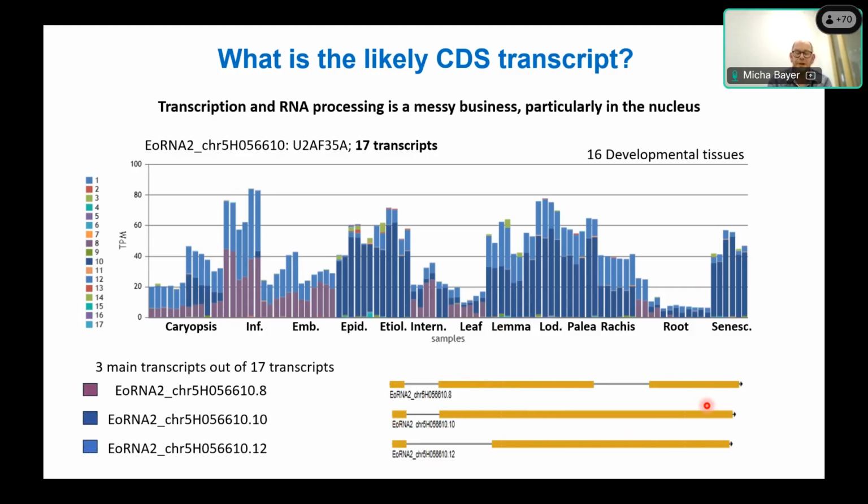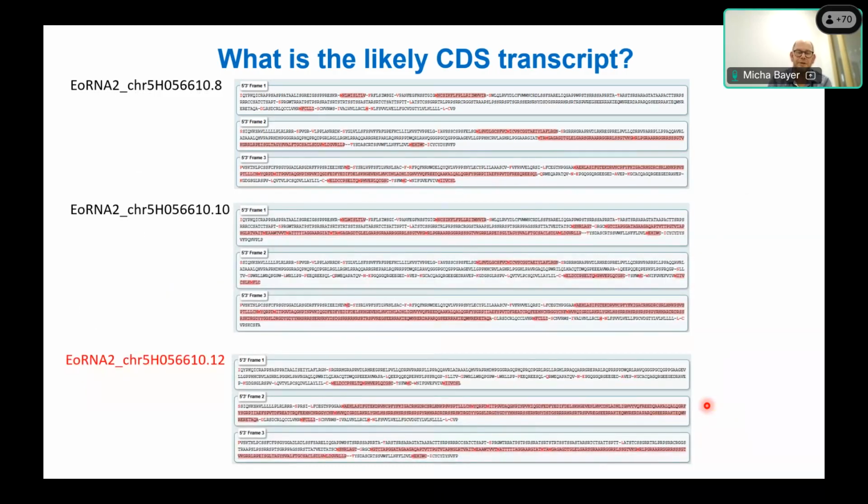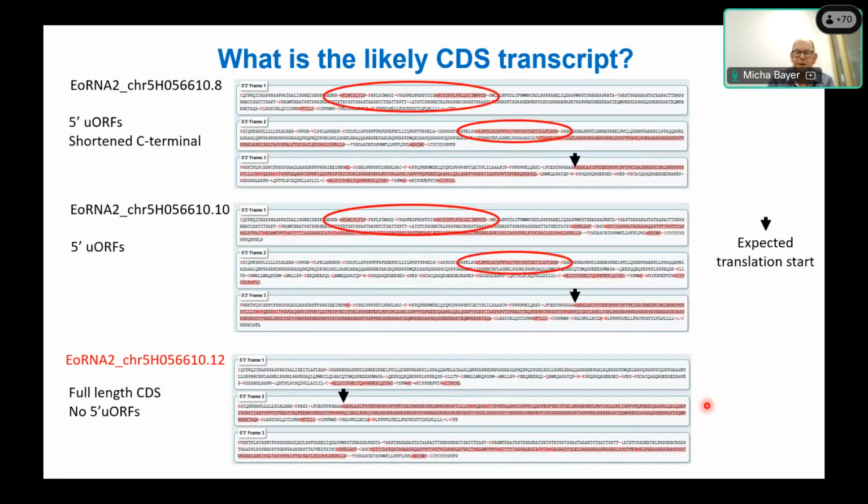So if you take those transcripts, you then translate them. You can then generate the reading frames over 3 reading frames. You can look at the data and you find very quickly that your expected translation start is here. And you find that in transcripts 8 and 10, there are upstream open reading frames. So upstream open reading frames are really important translational cis regulatory elements.